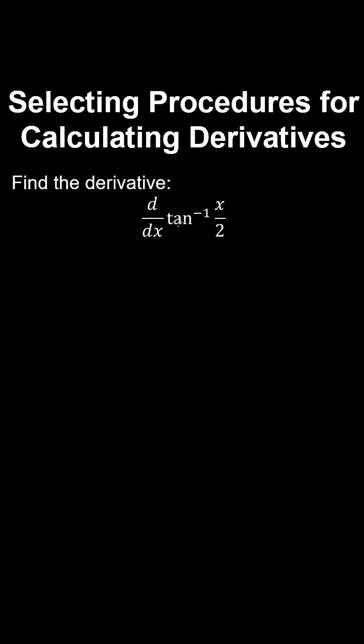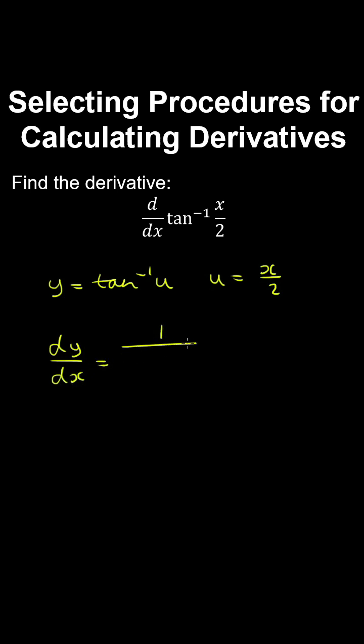Let's find the derivative of the inverse tan of x on 2. So we can write this as y is equal to the arctan of u, where u is equal to x on 2. And therefore we can apply the derivative of the inverse tan that we derived earlier directly. So that will be 1 over 1 plus u squared, and that's multiplied by du/dx.